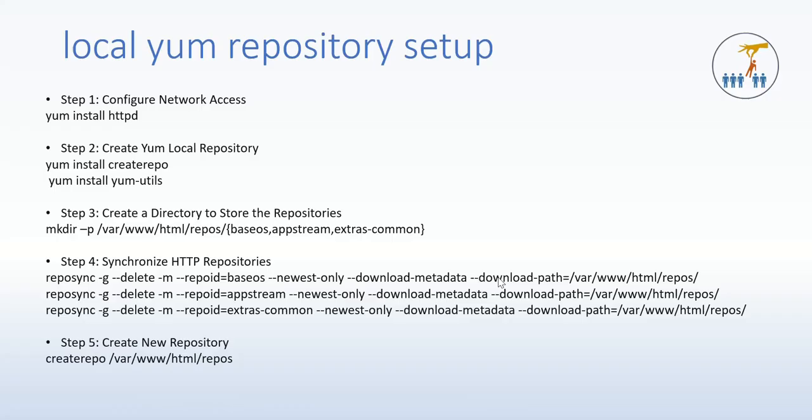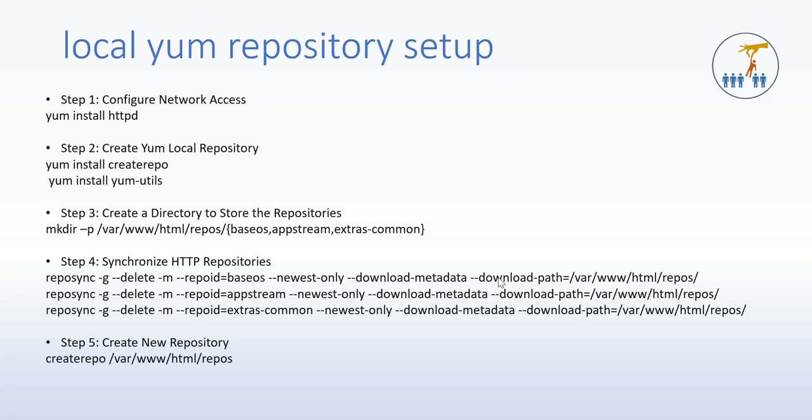That's the step number 3. And step number 4, we were going to do the repo sync. Repo sync is the command which we have to use to synchronize the packages, or to download the packages of these repos, for each of these repositories. We have base OS as one repository, AppStream is one repository, and extras common is another repository. So three kinds of repositories we have.